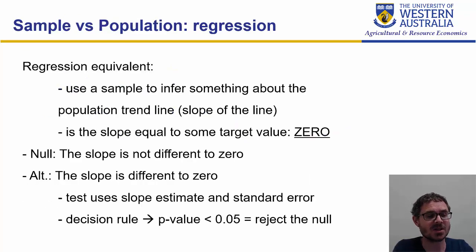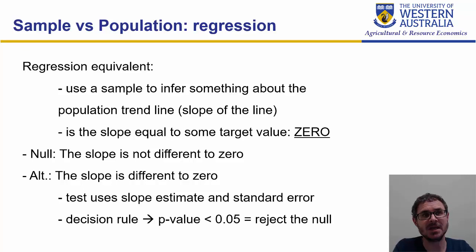Now, when we come to the regression, it's basically the same thing. We're using the sample to infer something about the population. But really the thing that we're interested in is whether or not the slope is 0. So our null is going to be that the slope is not different to 0. Our alternative is going to be that the slope is different to 0. Our test also is a t-test. So we're going to have a slope estimate and we're going to have a standard error estimate. We're just going to call it the standard error. It's not the standard error of the mean anymore. It's the standard error of our test. So we have our decision rule, p-value less than 0.05.